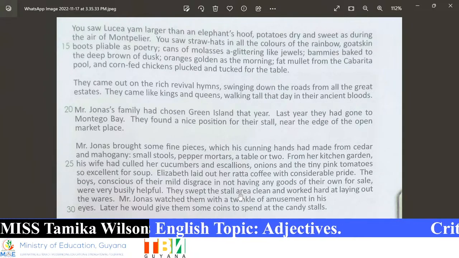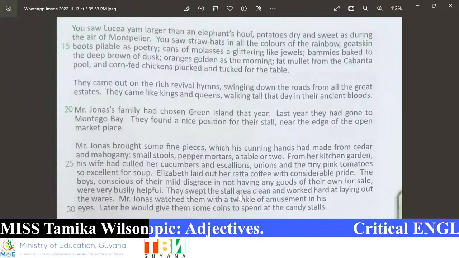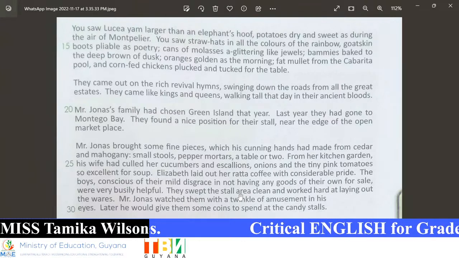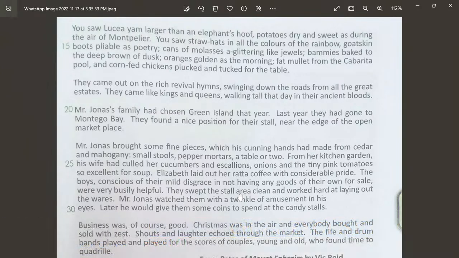They came out onto the road, the rich revival hymns swinging down from all the great estates. They came like kings and queens, walking tall that day in their ancient bloods. Mr. Jonas's family had chosen Green Island that year. Last year, they had gone to Montego Bay. They found a nice position for their stall near the edge of the open marketplace.